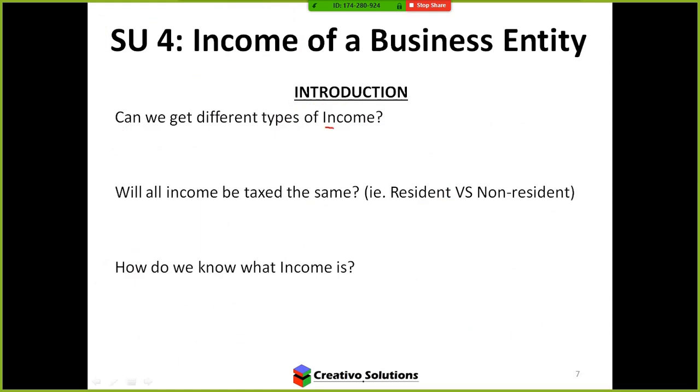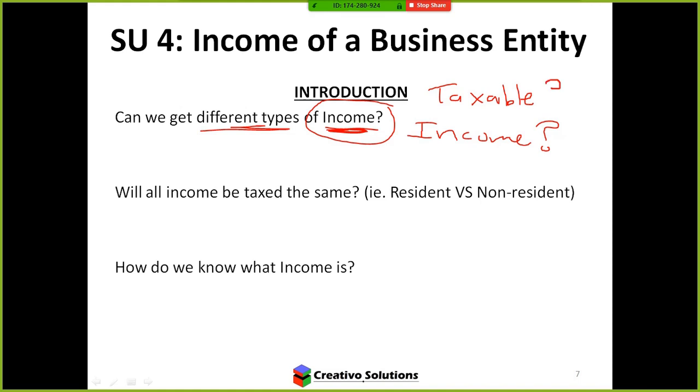Can we get different types of income? Yes, there are many different types of income. Rent income is different from investment income. Investment income is different from services rendered income. Services rendered is different from sales. All of these different types of income are classified as income. The main consideration is: is the income taxable? In other words, do I include the income or not?